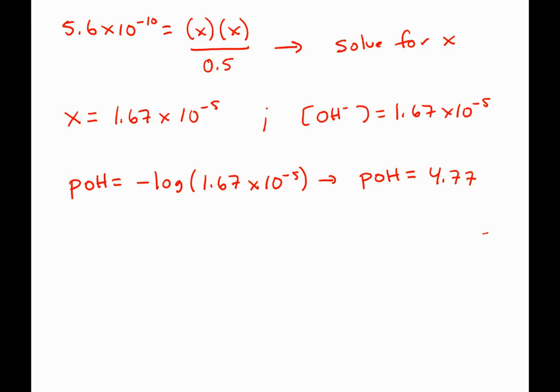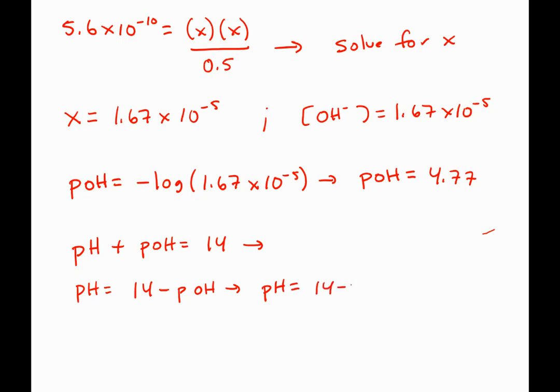So the last thing for us to do is to convert the pOH to a pH by using our relationship pH plus pOH equals 14. And so the pH is found by subtracting the pOH from 14. So 14 minus 4.77 is our pH, and that is 9.23. That is the pH at the equivalence point in this titration.